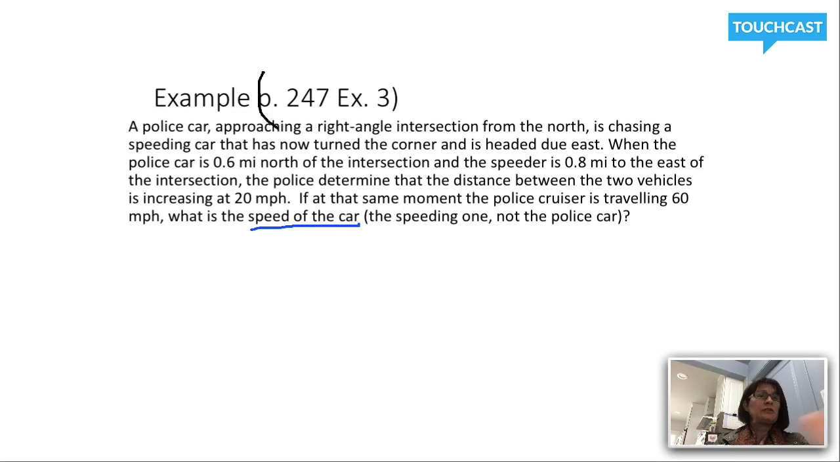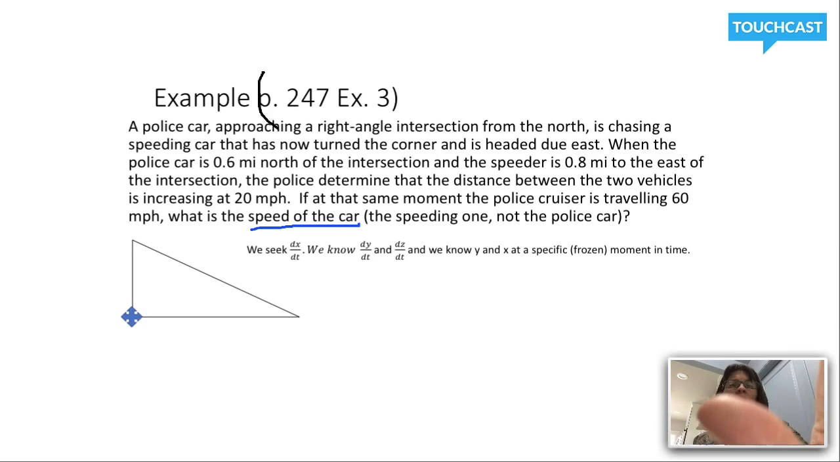Remember, the speeders are going east. That's north. So this is east. So the speeders are going this direction, and the thing we're looking for is their rate of change, the rate of change of their distance. So we don't have variables in place yet, but if we decide that we want to call that x, then we're going to be looking for dx/dt. So I'm going to make a picture next.